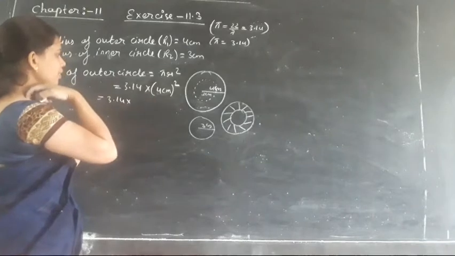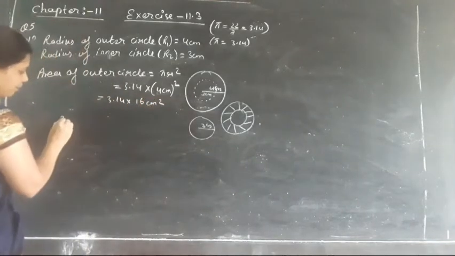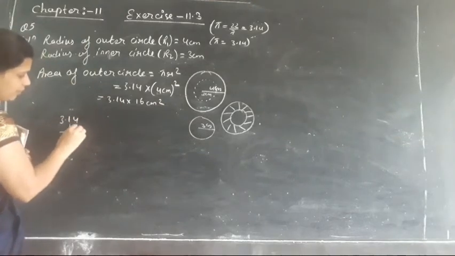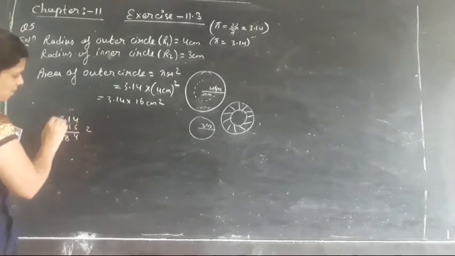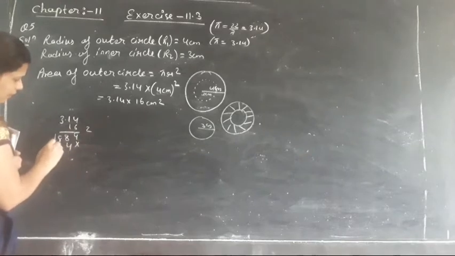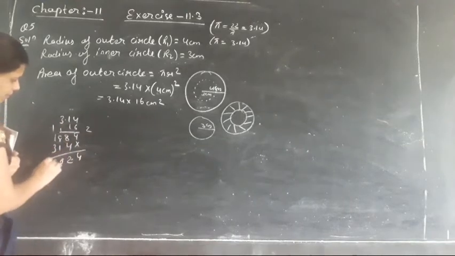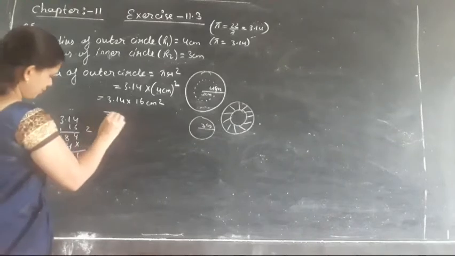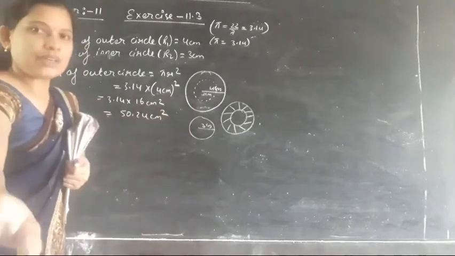So 3.14 into 4 into 4 is how much, 16 centimeter square. Okay, now 3.14 into 16. So 6 4s are 24, 6 7s are 42... so the answer will be 50.24 centimeter square. This is the answer. Clear to everyone?